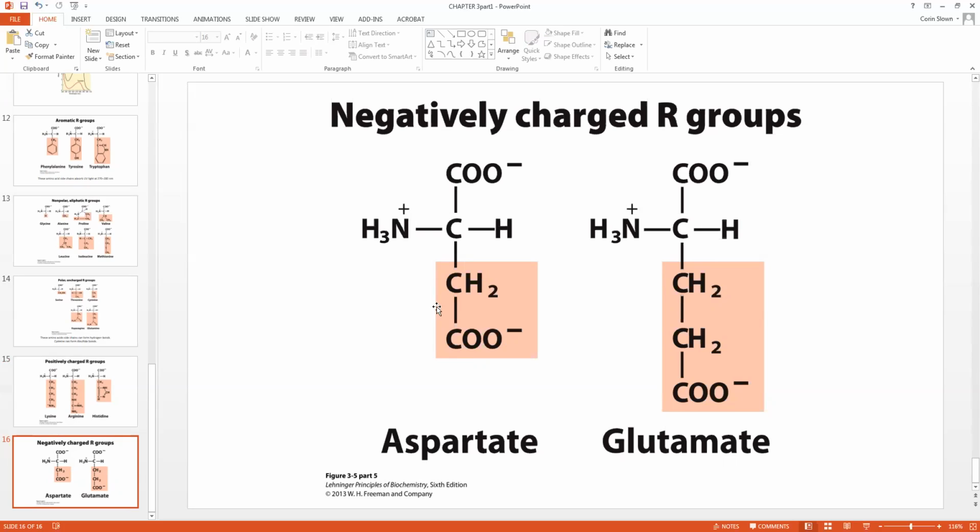So what we're going to be looking at in our next section is how these groups ionize and how they might behave. So we'll come back shortly.